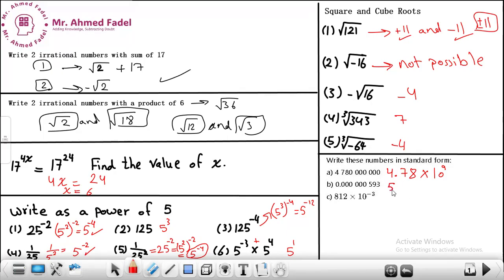This is going to be 5.93 times 10 to the power of negative 7. You're going to find that you move the decimal point 7 digits to the right, so it is 10 to the power of negative 7.